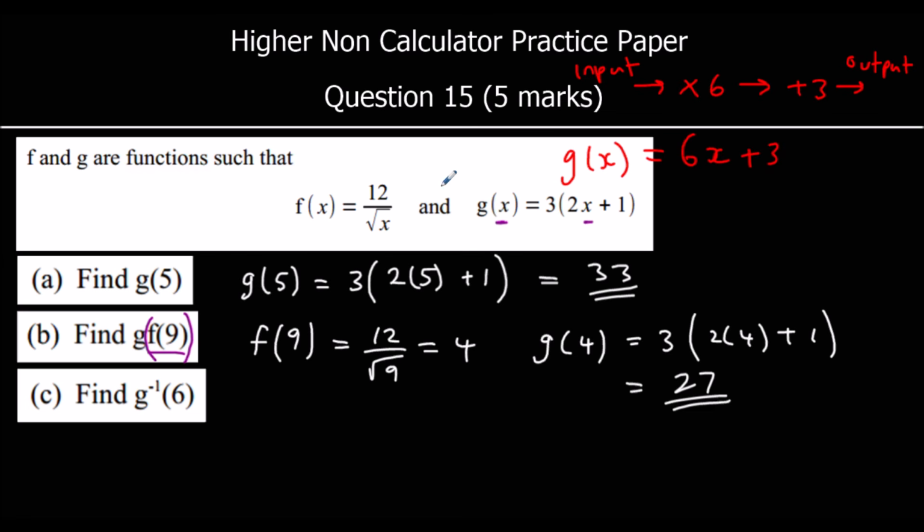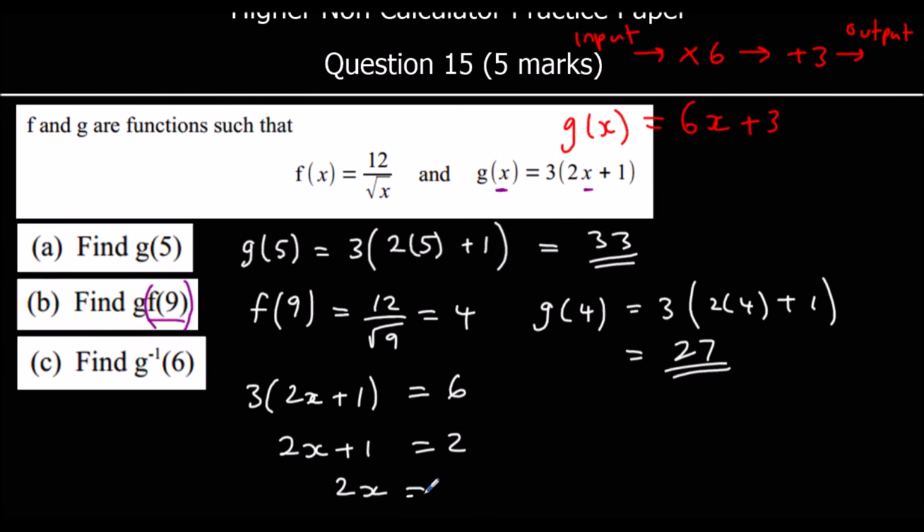So what we're looking for is the input that gives an output of 6. What does x have to be for the output to be 6? So alternatively, we could write our function, which is 3 times 2x plus 1, equals 6, and solve for x. So we can divide both sides by 3, take away 1, and then half. So x is 0.5. x is a half.